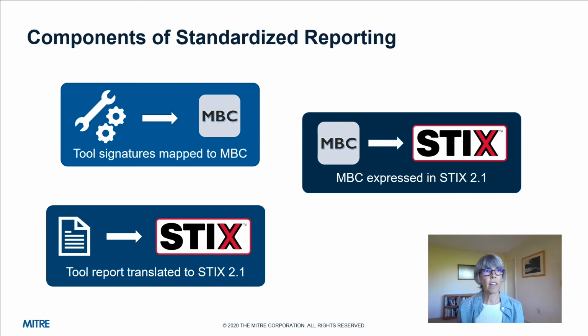So with the basics of MBC covered, I'll now talk about how MBC is used in standardized reporting. Assuming STIX is used as the reporting format, there are 3 components. One component involves mapping tool signatures that will generate analysis content to MBC. The second component is that MBC must be expressed in STIX. And a third component is that the tool report, the output that the tool provides, must also be translated into STIX. So those are the 3 pieces.